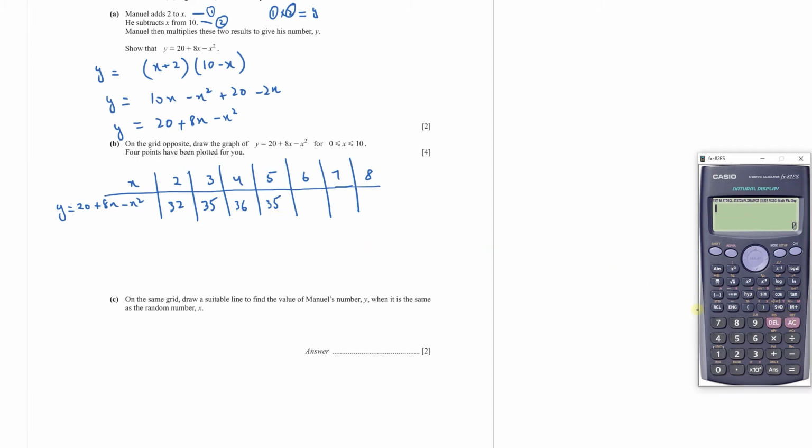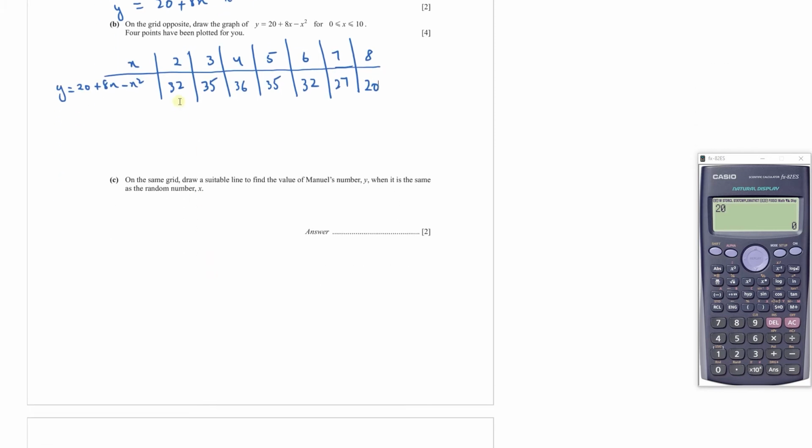Okay, the next value is 6. So 20 plus 48 minus 36. This will be 32. And then 20 plus 8 times 7 is 56, minus 49. This will be 27. And when x is 8, it will be 20 plus 8 times 8 is 64, minus 8 squared is also 64. So 64 minus 64 will be 0. So this will be simply 20. I don't need to calculate this. So now we can plot these points and then plot the curve.